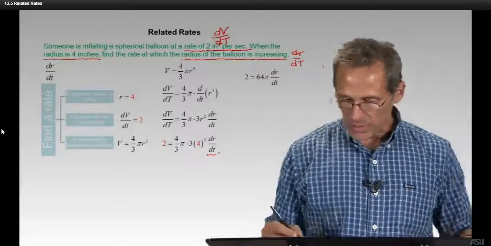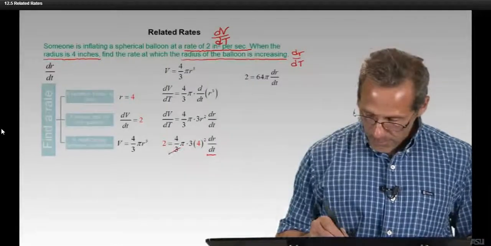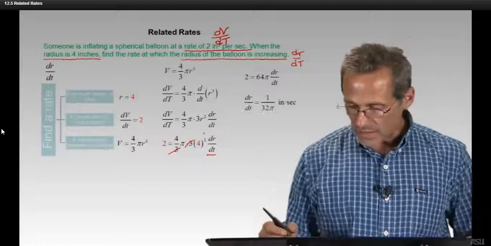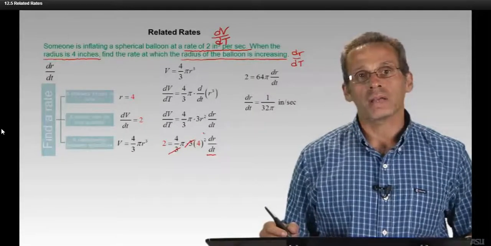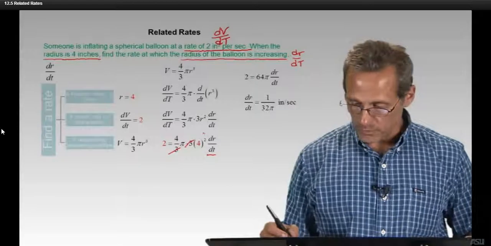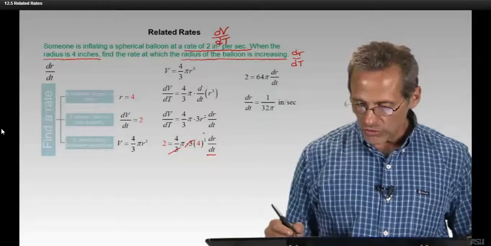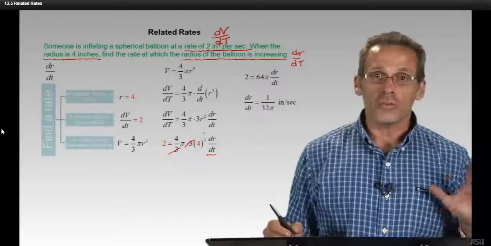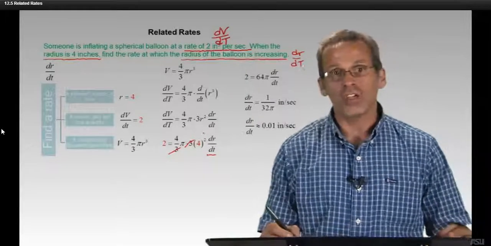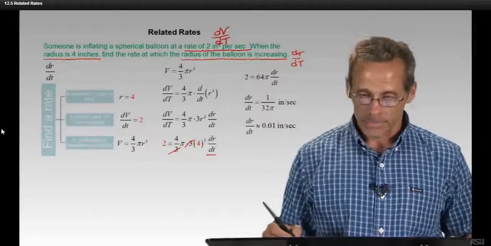Isolating dr/dt, we have 2 equals 64 pi, and dividing through by 64 pi, we have 2 over 64 pi, and that reduces to 1 over 32 pi inches per second. In other words, when the volume is changing at 2 inches cubed per second, and we freeze the moment when the radius is 4 inches, at that moment, the radius is changing by 1/100th of an inch per second, approximately.